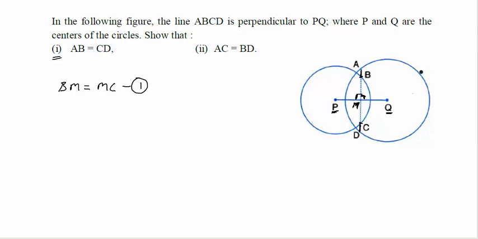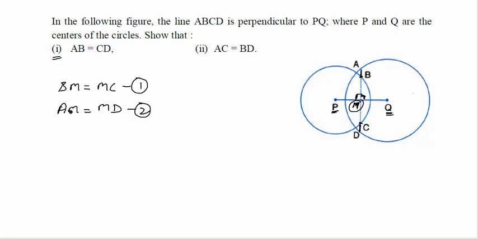Now, go to the bigger circle with center Q, right? Now look at the entire dotted line AD. AD for the bigger circle becomes the chord, right? And MQ becomes the perpendicular drop from center Q. So now again, using the property of a circle, we can conclude that M is what? M is the midpoint of AD, chord of the circle with center Q, right? So if that is true, then AM should become equal to MD, right? This is our second equation.